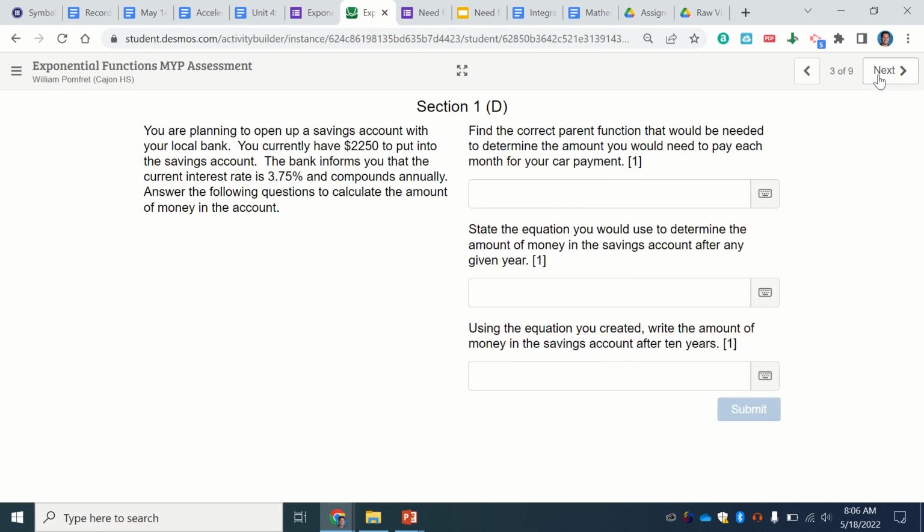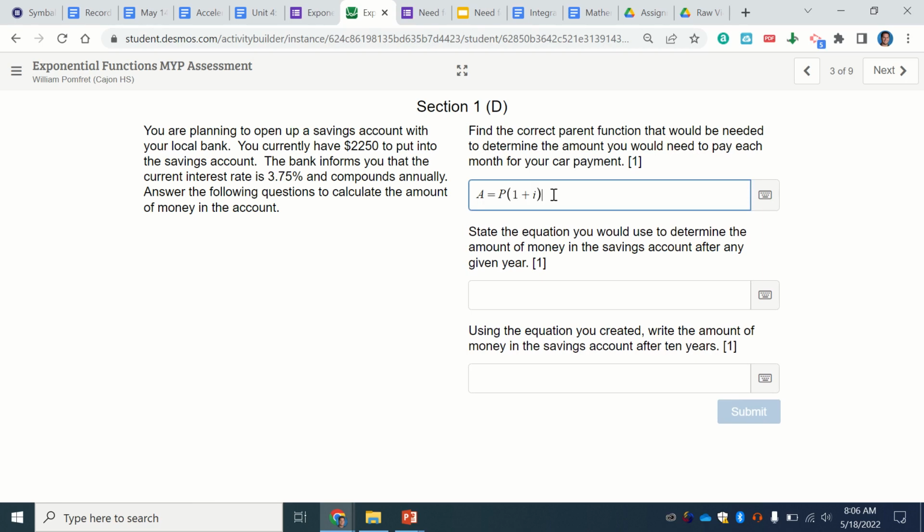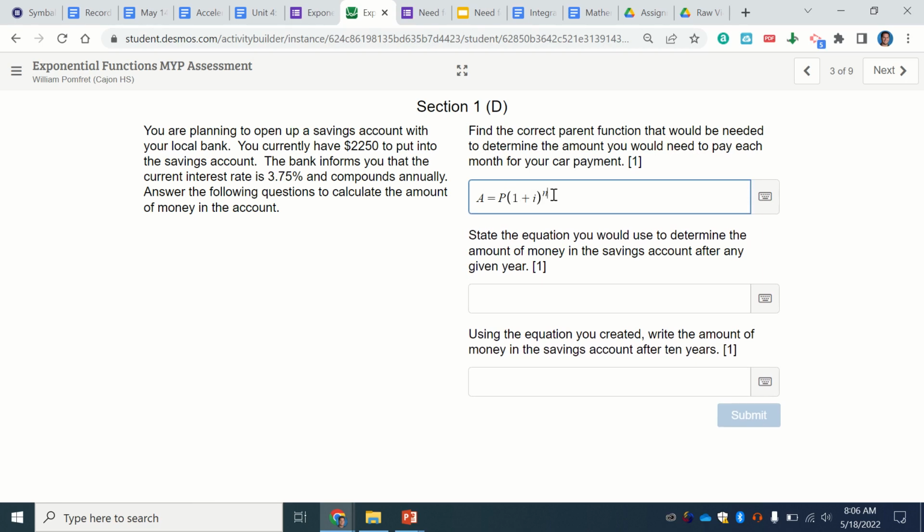The first one says you are planning to open up a savings account with your local bank. You currently have $2,250 to put into the savings account. The bank informs you that the current interest rate is 3.75% and compounds annually. The first question says, what is the correct parent function? This is an exponential function, so you should use the parent function that's given to you, which in this case is A equals P times 1 plus i to the n power. That is the correct parent function for compound interest.